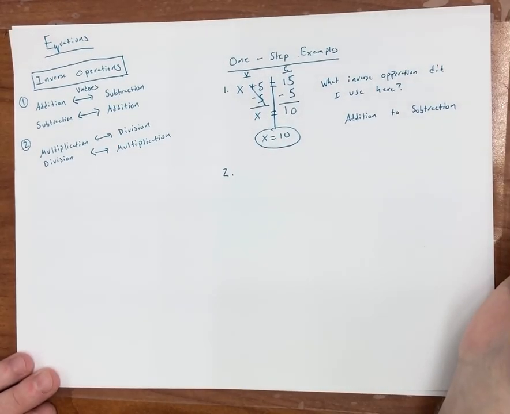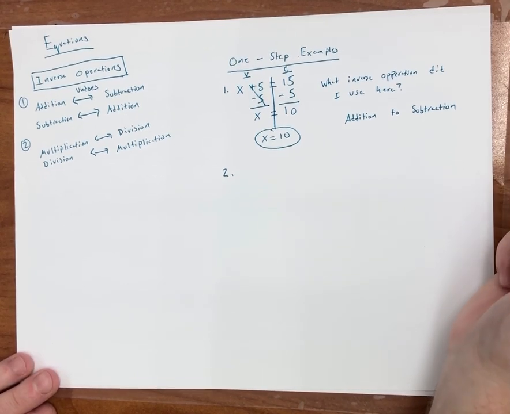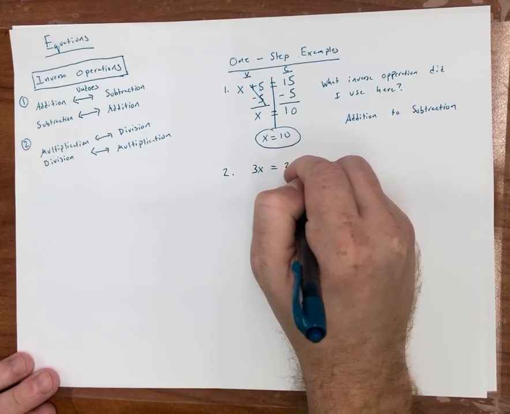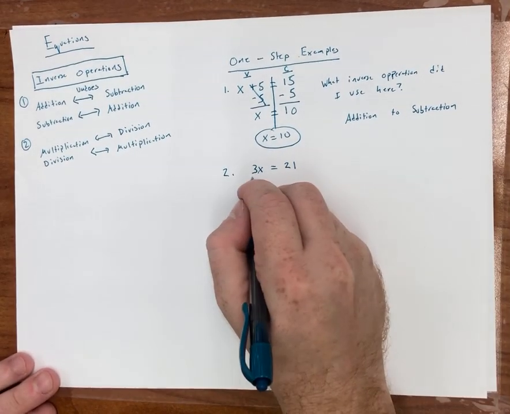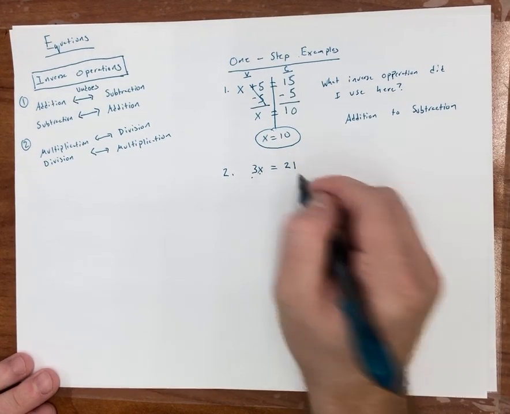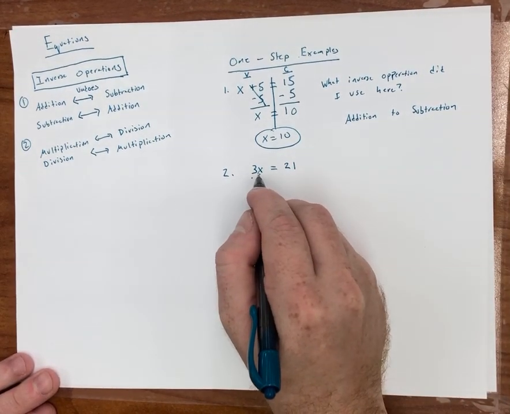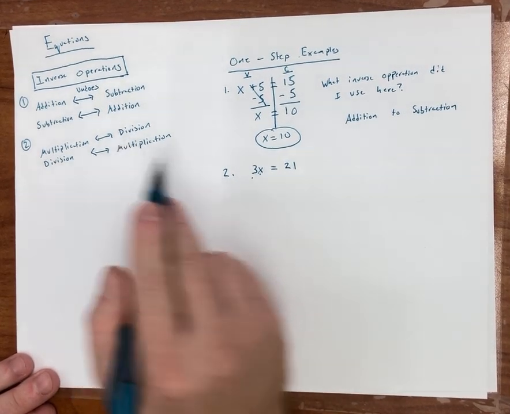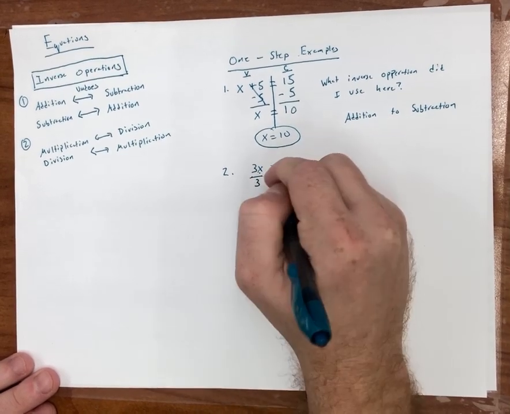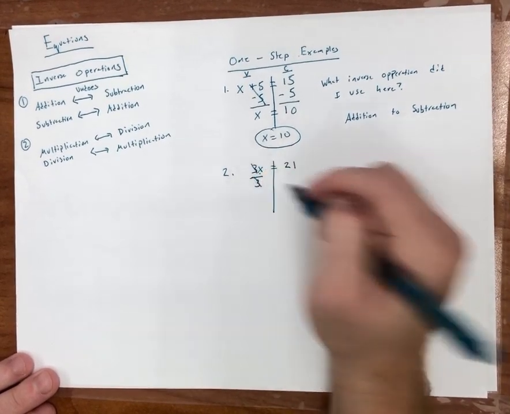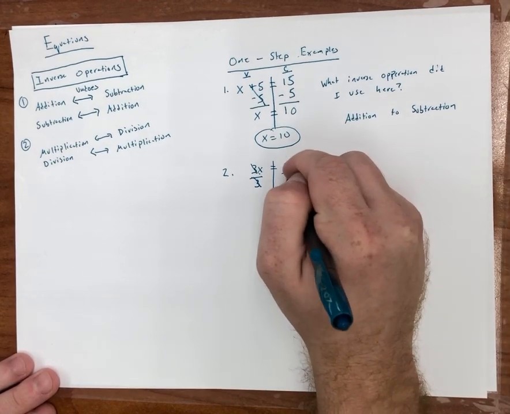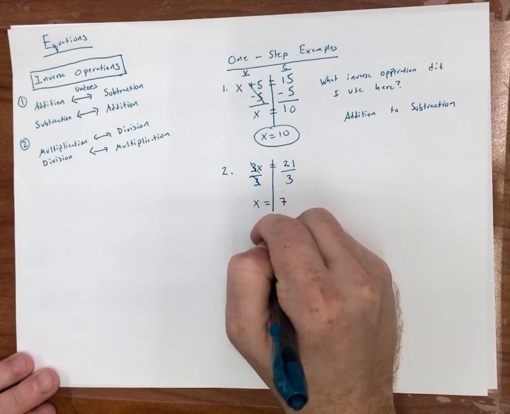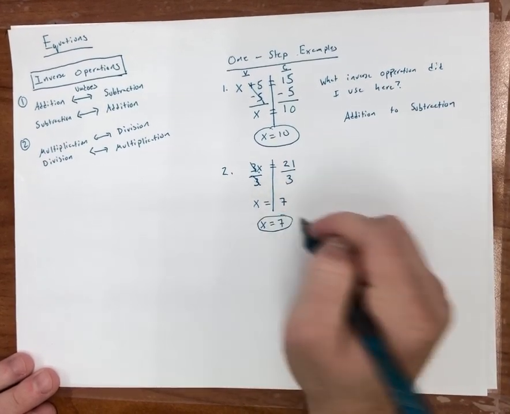Number 2, our second example. We have 3x equals 21. So I have 3 times x equals 21. So 3 times, I'm multiplying. So remember, if I'm multiplying, the inverse operation would be division. So I divide by 3. Remember, draw your river. What I do to one side, I have to do to the other. These cancel. So 21 divided by 3, x equals 7. So my answer is x equals 7.